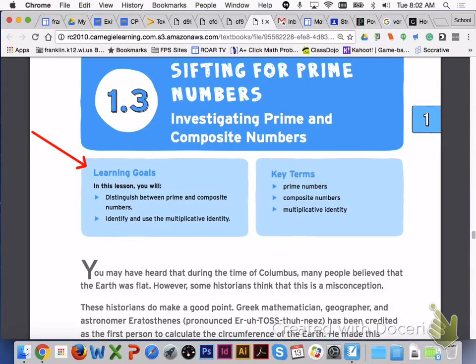Hi class, in lesson 1.3 we will be investigating prime and composite numbers. Learning targets for today, we will distinguish between prime and composite numbers and identify and use the multiplicative identity. Keywords to look for in 1.3 are prime and composite numbers and multiplicative identity.